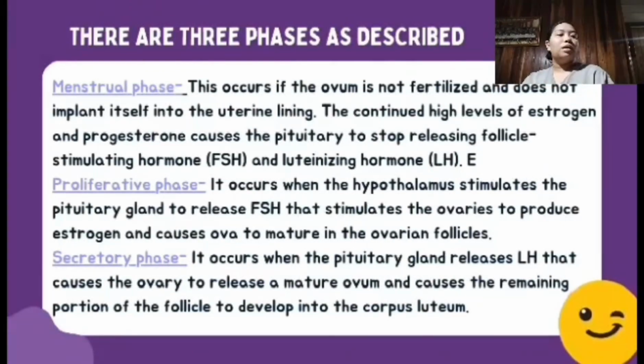And the third is secretory phase. It occurs when the pituitary gland releases LH that causes the ovary to release a matured ovum and that causes the remaining portion of the follicle to develop into the corpus luteum. This phase always occurs from day 14 to day 28 of the cycle. Progesterone stimulated by LH is the dominant hormone during this phase to prepare the corpus luteum and the endometrium for possible fertilized ovum implantation.